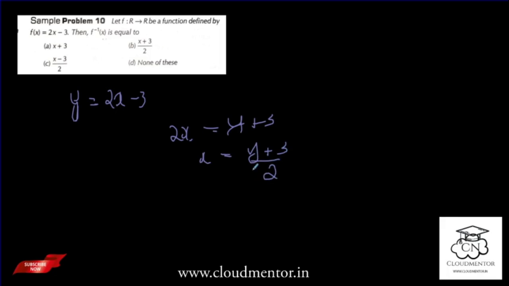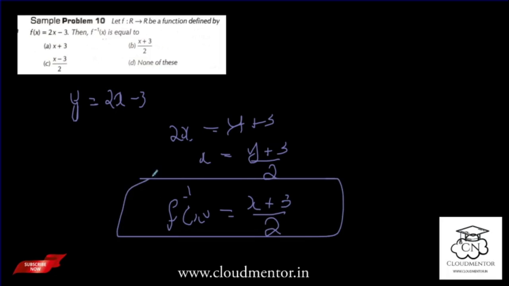And for finding the inverse, we must change the y here with x, that is (x plus 3) by 2. So the inverse is this, and our option B is the right answer.